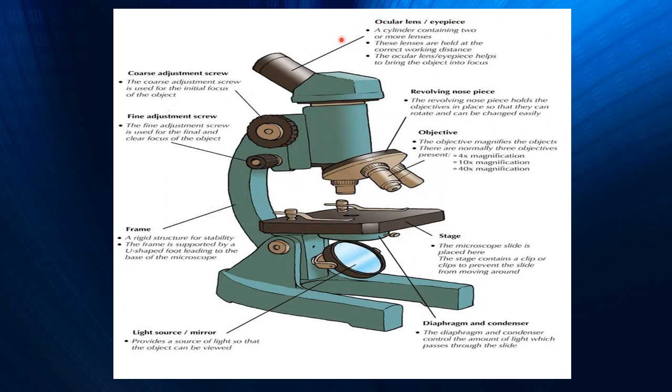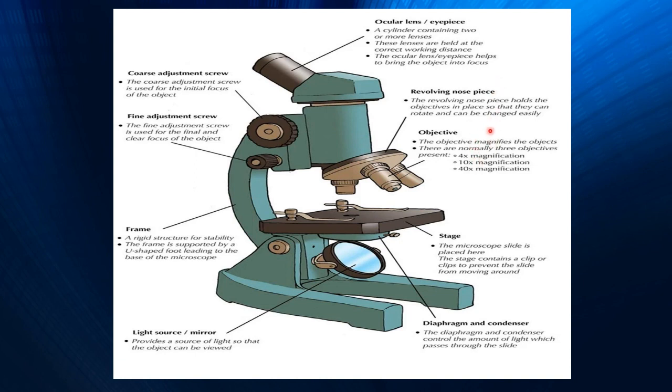You have one single ocular lens in the case of a simple microscope and two lenses in the case of a compound microscope. The ocular lens is cylindrical and contains two or more lenses, and these lenses are held at the correct space. These lenses help to bring the object into focus. Next comes the revolving nose piece. The revolving nose piece holds the objective lens in place and helps in the rotation of lenses. You can change the lens easily with the help of the revolving nose piece.